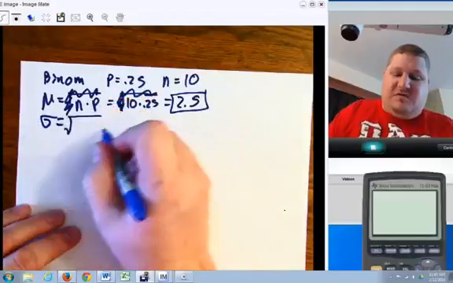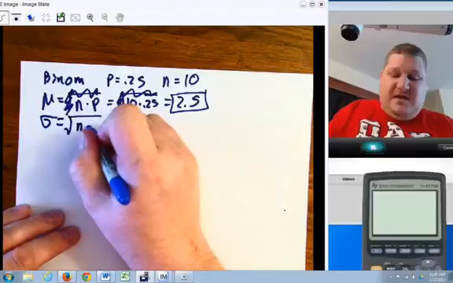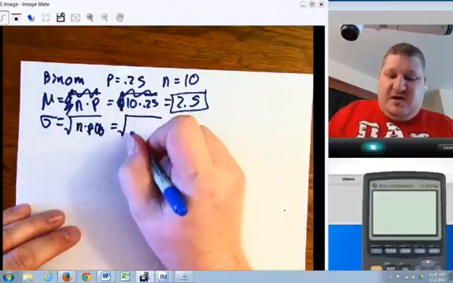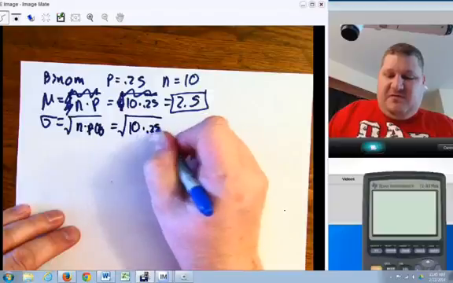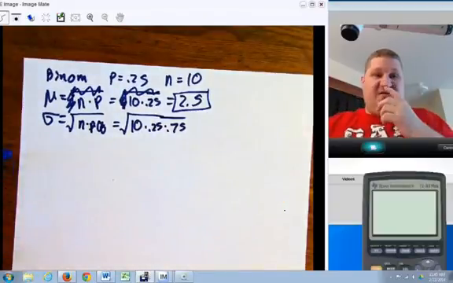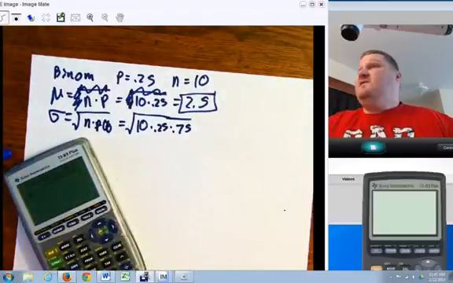Square root goes with the standard deviation because standard deviation is always a square root in pq. So I have the square root of 10 times 0.25 times 0.75. If I grab it, put it all together, actually probably easier to see if I use this other one over here.